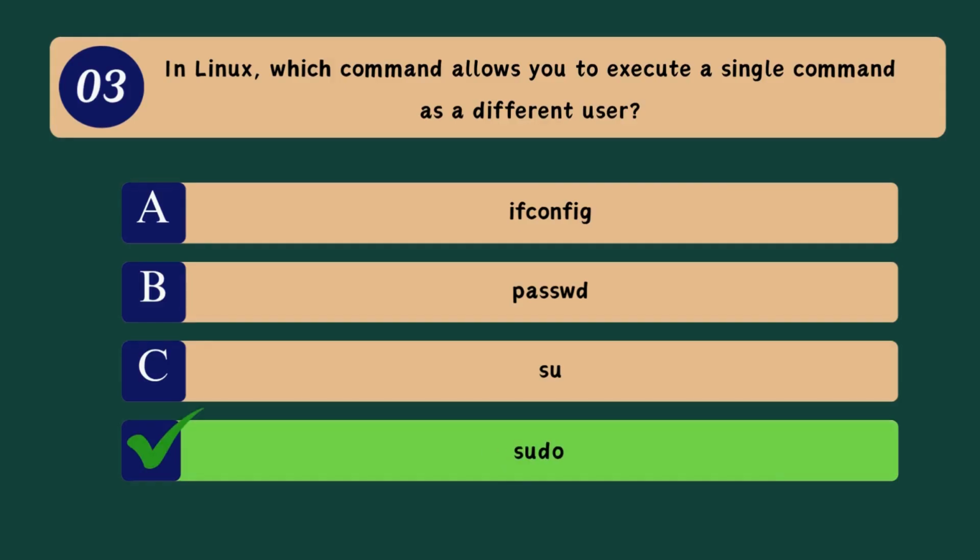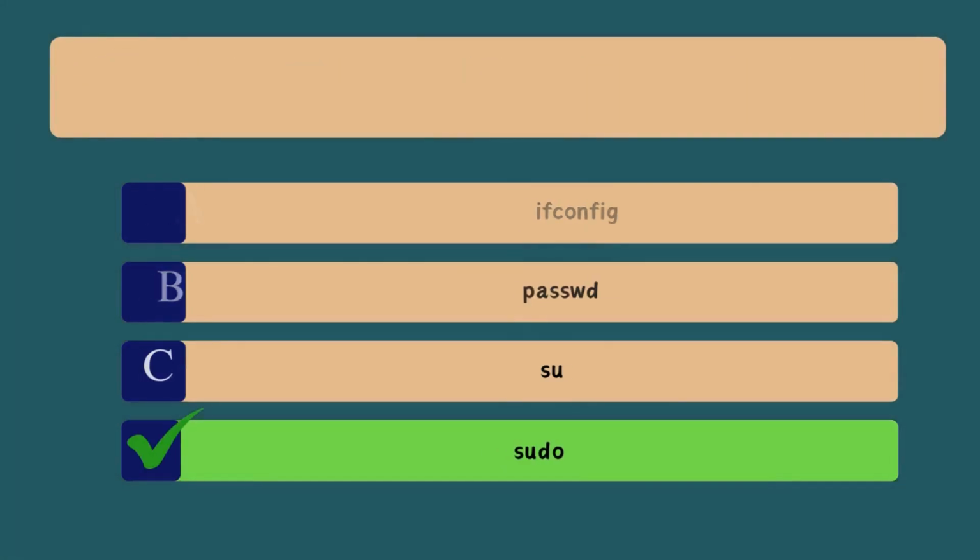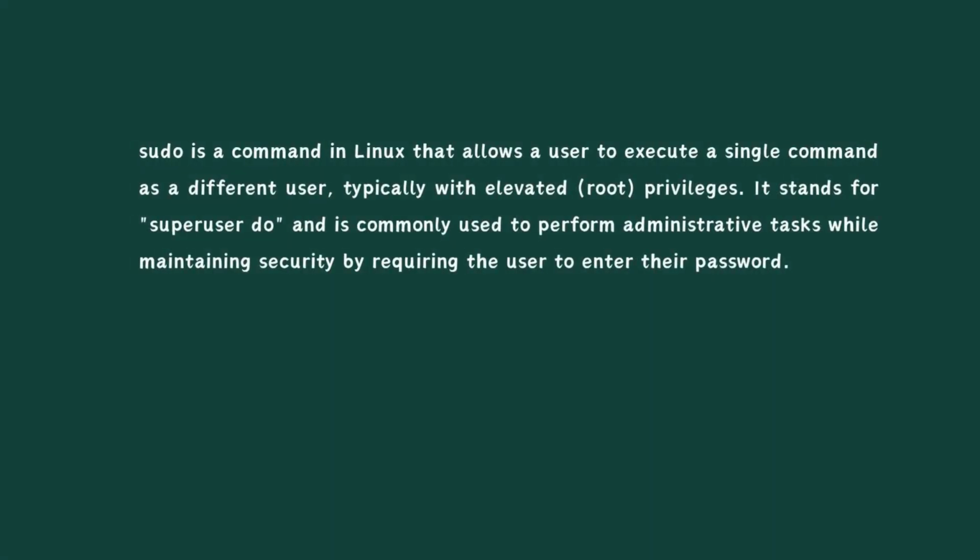Correct answer. D. sudo. Sudo is a command in Linux that allows a user to execute a single command as a different user, typically with elevated root privileges. It stands for super user do and is commonly used to perform administrative tasks while maintaining security by requiring the user to enter their password.